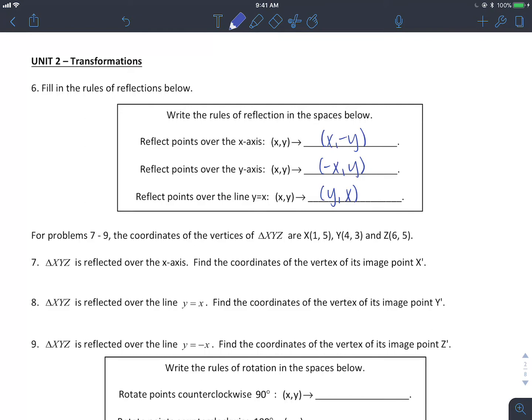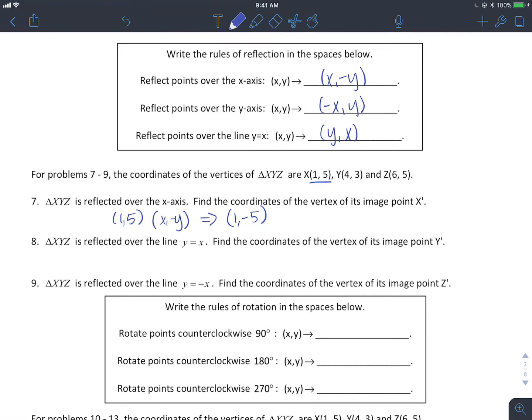So first problem says it's reflected over the x-axis. Find the coordinates of the vertex of X prime. Our X point here is at 1, 5. We are going to apply the rule of flipping over the x-axis, so x, negative y. So that means we are going to have our new point, 1, negative 5.